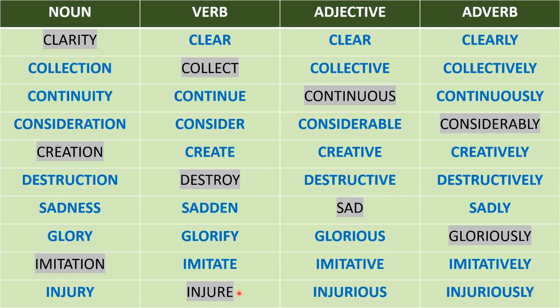Next one, verb is given. This is the last word in our exercise. The verb is injure. The noun form of injure is injury. Adjective is injurious. Many times you might have seen this on cigarette packets. Smoking is injurious to health. See, already you know this word. So you can easily guess the word and put it. Then you have the form injuriously. That is the adverb form.